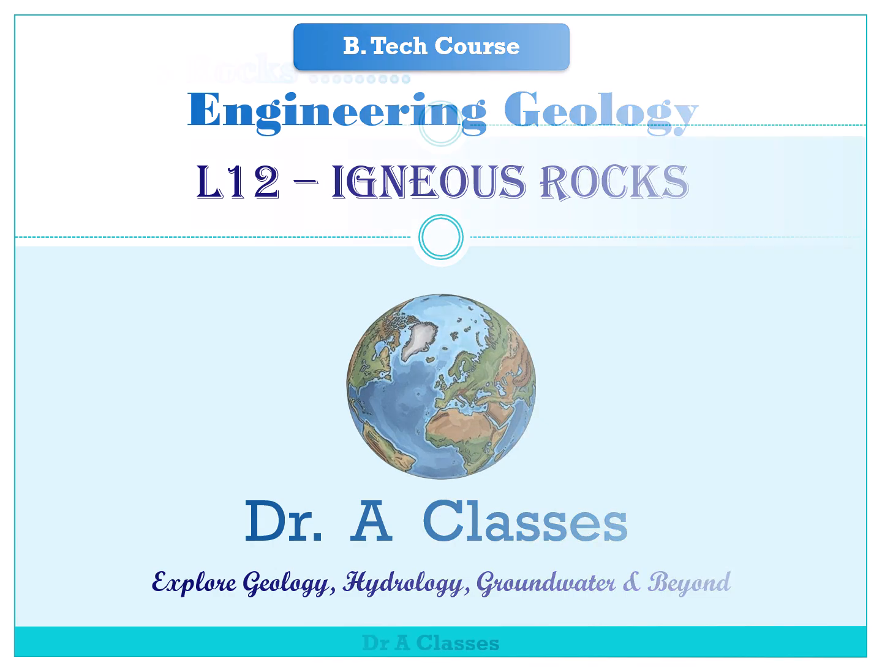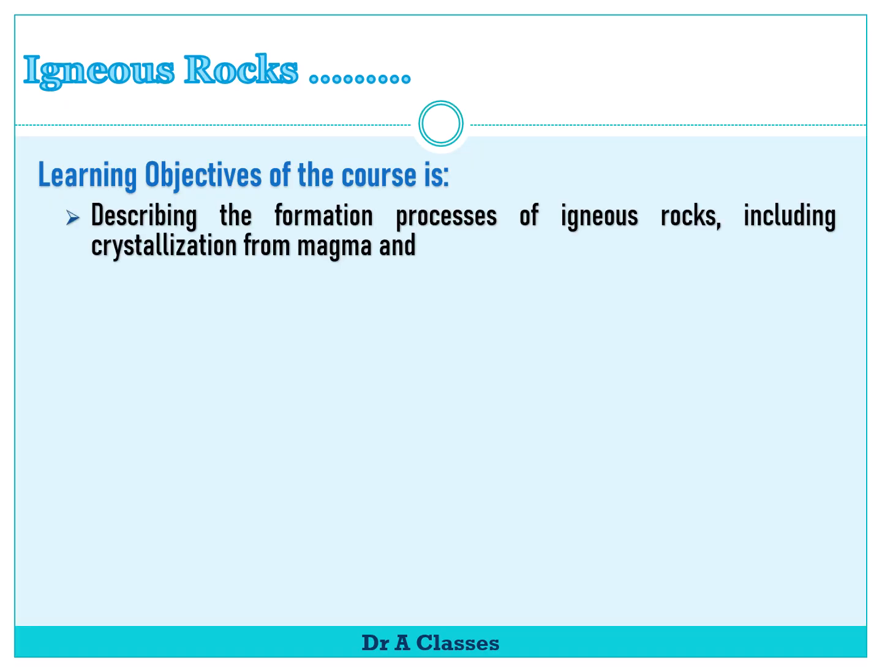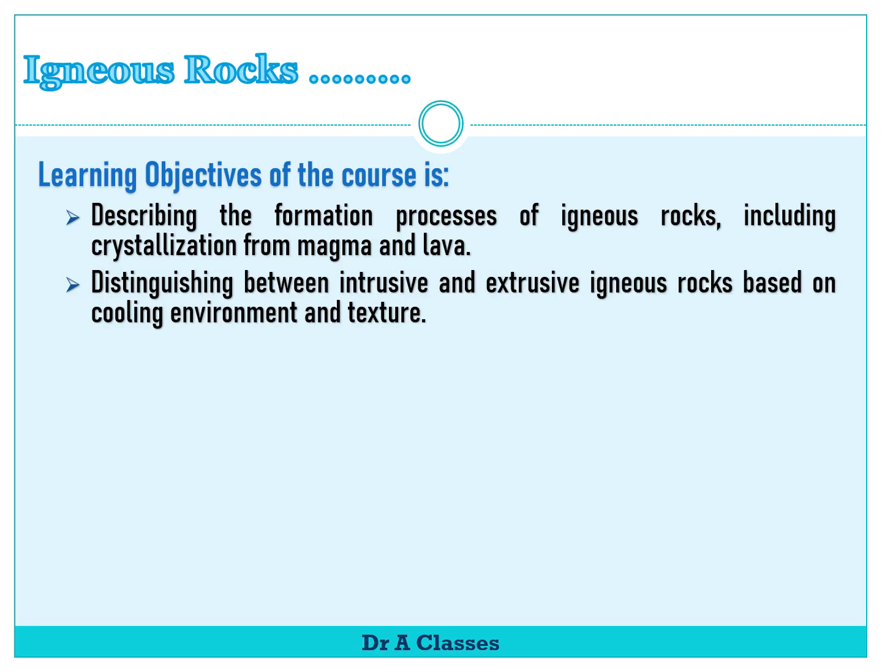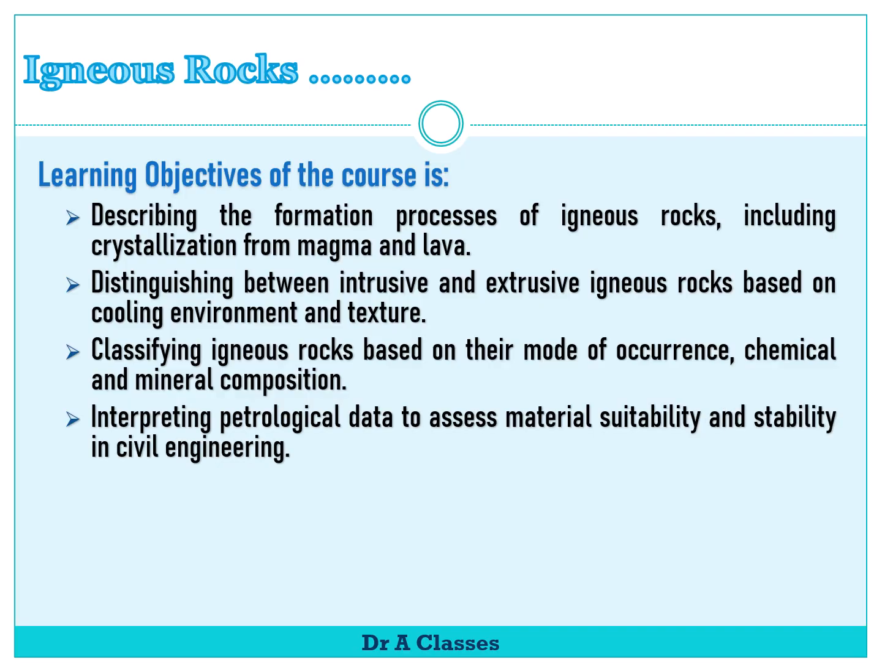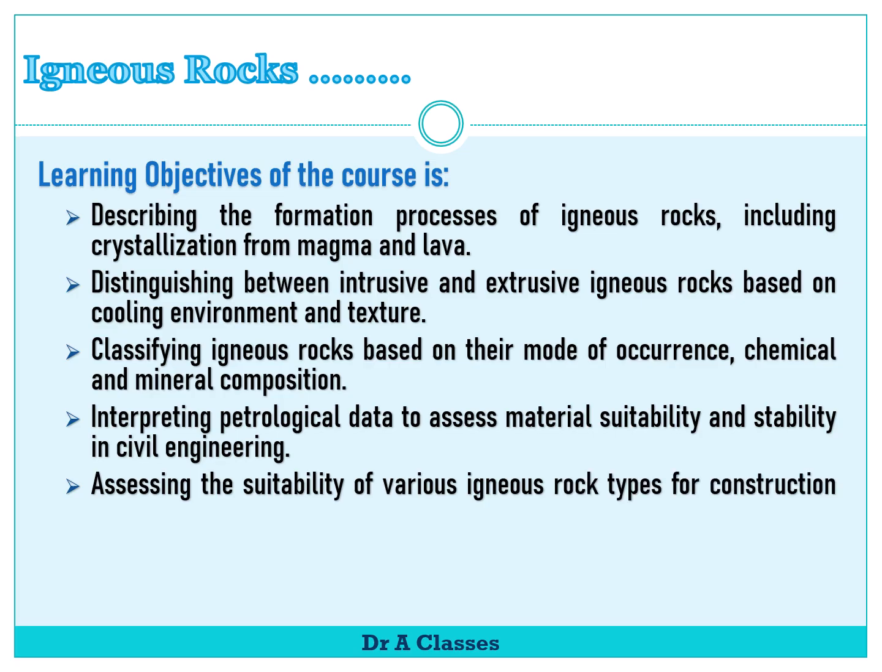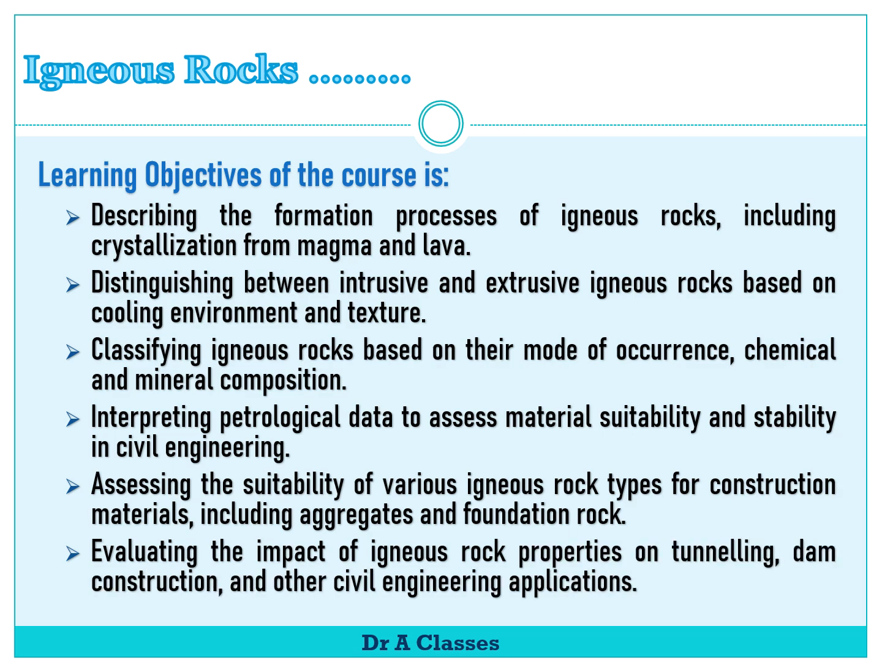construction projects. Learning objectives of the course: describing the formation processes of igneous rocks, including crystallization from magma and lava, distinguishing between intrusive and extrusive igneous rocks based on cooling environment and texture, classifying igneous rocks based on their mode of occurrence, chemical and mineral composition, interpreting petrological data to assess material suitability and stability in civil engineering, assessing the suitability of various igneous rock types for construction material, including aggregate and foundation rock, evaluating the impact of igneous rock properties on tunneling, dam construction, and other civil engineering applications.